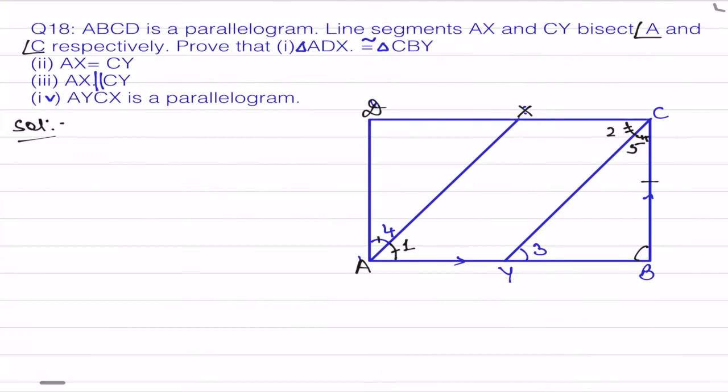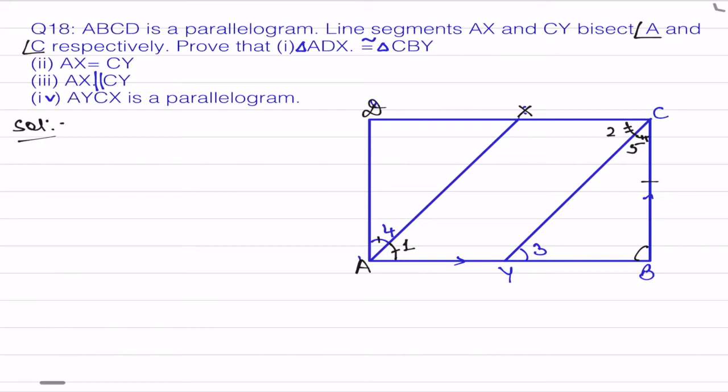Now see the next question, question number 18. ABCD is a parallelogram. Line segments AX and CY bisect angle A and angle C respectively. Prove that triangle ADX is congruent to triangle CBY, AX is equal to CY and AX is parallel to CY. Also AYCX is a parallelogram.